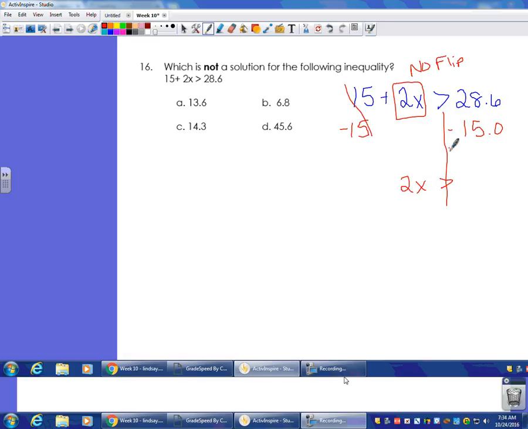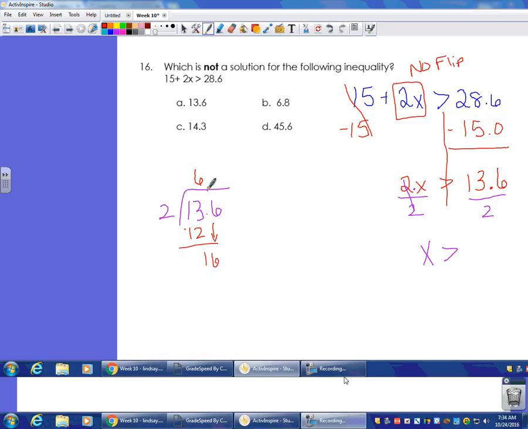6 minus 0 is 6. 8 minus 5 is 3. And that's going to give me 1. 13.6. So to get rid of this 2, we got to divide both sides by 2. So what we have now is x is going to be greater than whatever we get. So we're going to do 13.6 divided by 2. 2 goes into 13 6 times, remainder of 1, and it goes into there 8 times. So x needs to be greater than 6.8.